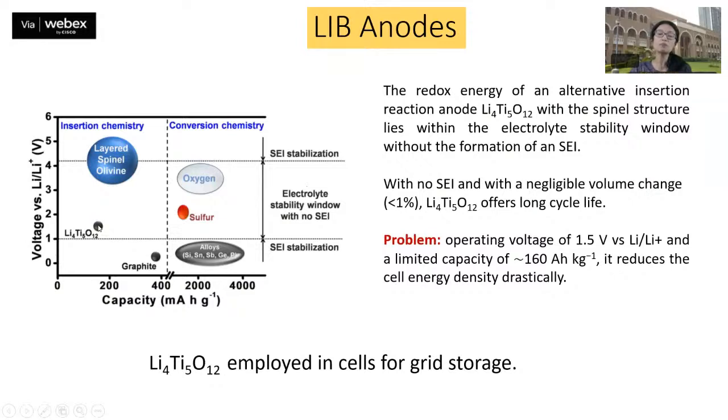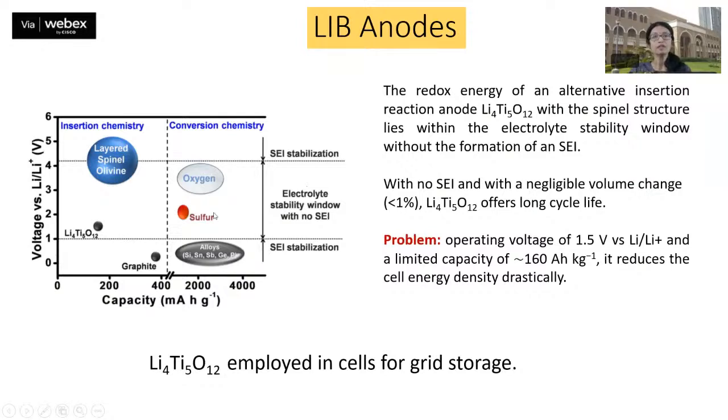And as I have mentioned in my previous class, your energy density has a factor of that operating voltage coming into the picture. So because the voltage here is very different from graphite, the energy density of this material in a battery is very low. If it's a low energy density, then obviously you cannot use it for portable electronics and also electric vehicles, but you can definitely employ it in cells for grid storage, which is basically renewable energy storage.